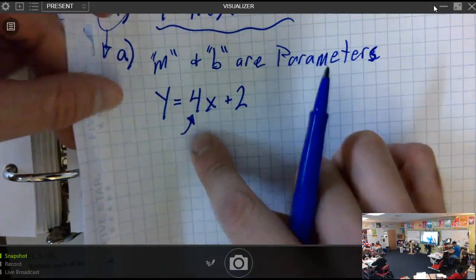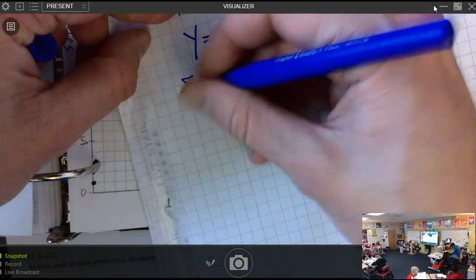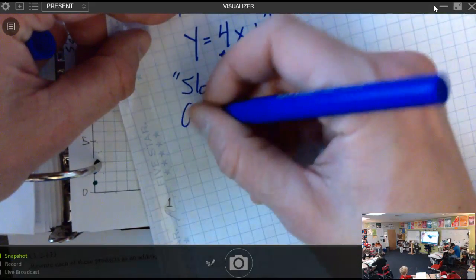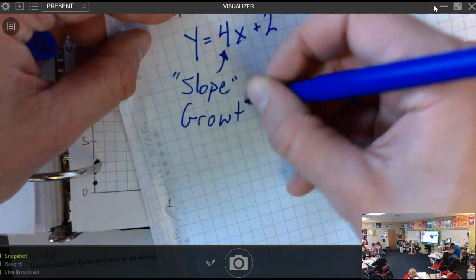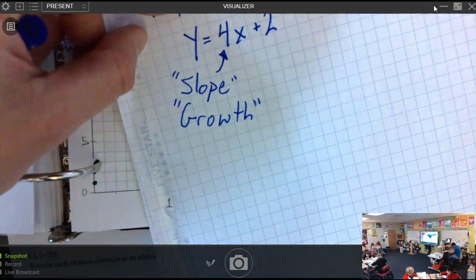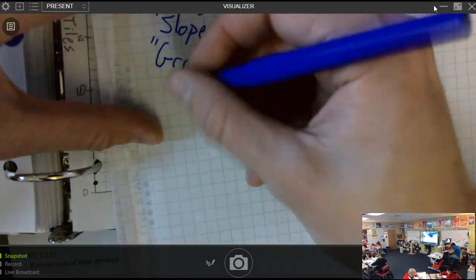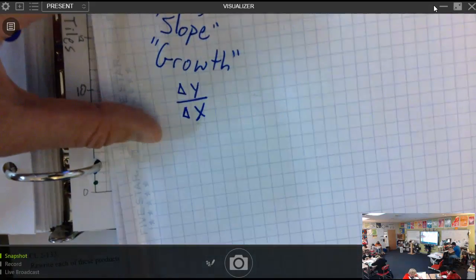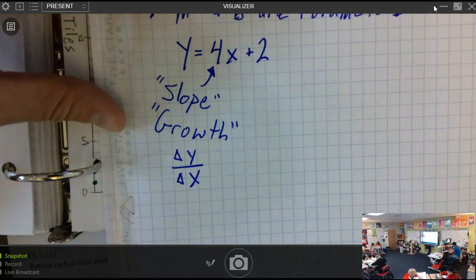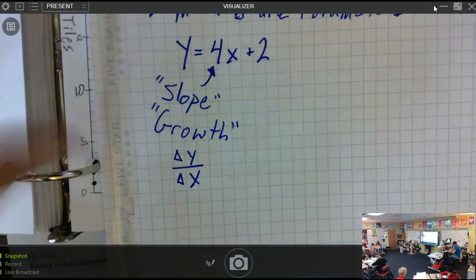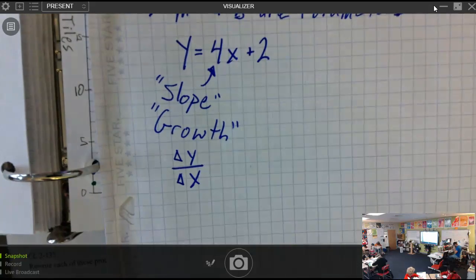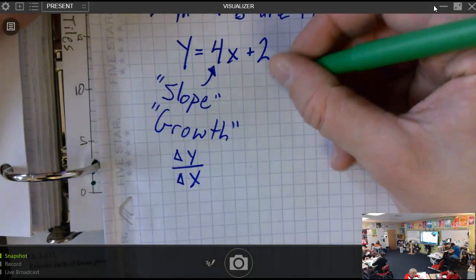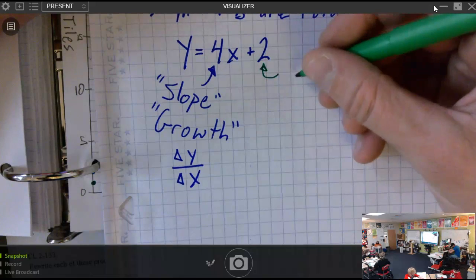X and y are going to change. So 4, write down multiple words here. We call it slope, but it's also the growth. We can say it's the delta y divided by the delta x if we want to get fancy. That's up to you. It's Friday. I'm feeling Friday fancy.